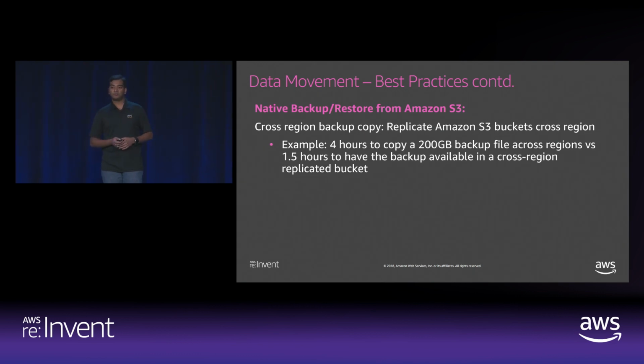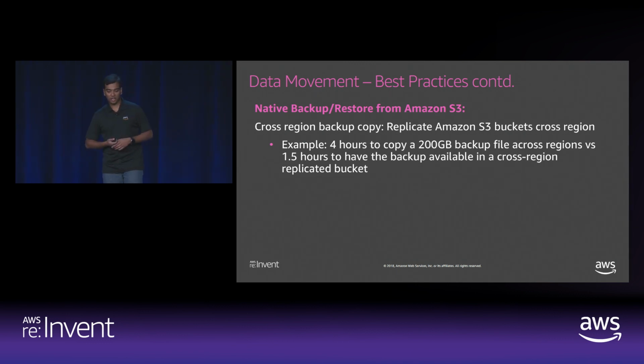Another use case I've seen customers do is they want to back up their database in region A to an S3 bucket in region A, and then they want to copy that backup file to a bucket in region B, right? It is faster for you to enable S3 bucket replication and then do a backup into the region A bucket and let S3 handle replicating that to a different region, instead of first doing the backup and then doing an S3 copy.